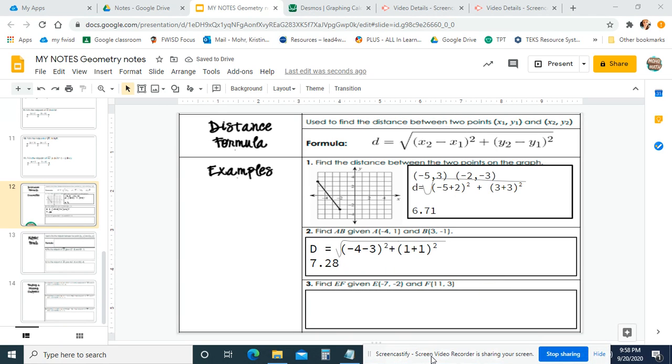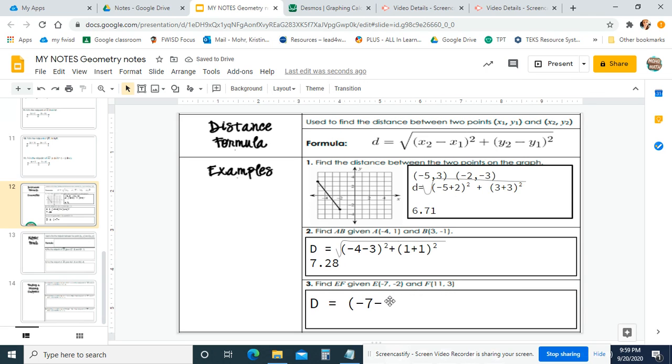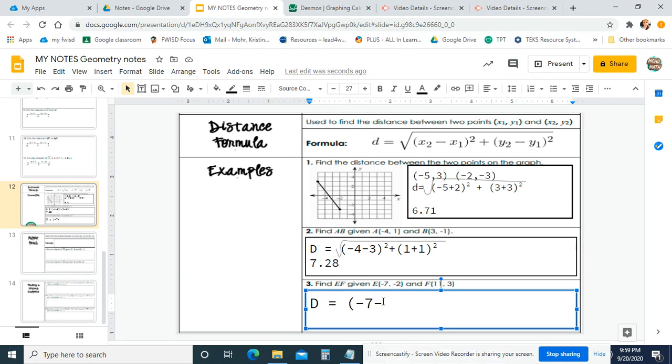And our third and final one, we've got -7 minus 2 and 11 minus 3. So we say d equals, remember, x minus x. So x is -7 minus the other x value, 11. And that is all squared. And then we're adding our y values where we subtract those in the parentheses. So -2 minus our next y value, which is 3. And then we square that.